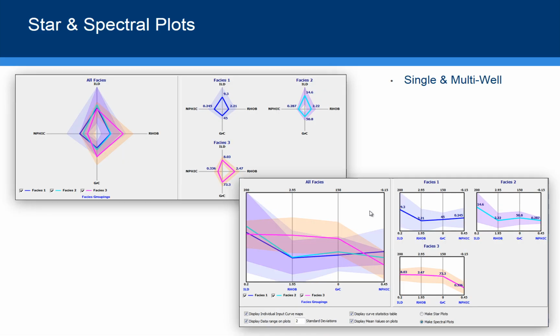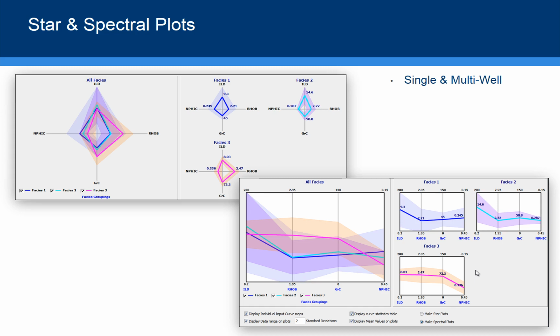The other new option is star and spectral plots. So you can see here we can use star plots, select some curves, and see how the relationship between these curves changes across different zones or wells. Again, it's single well or multi-well. You can actually change it from a star plot to a spectral plot, which is the same data displayed in a different manner.